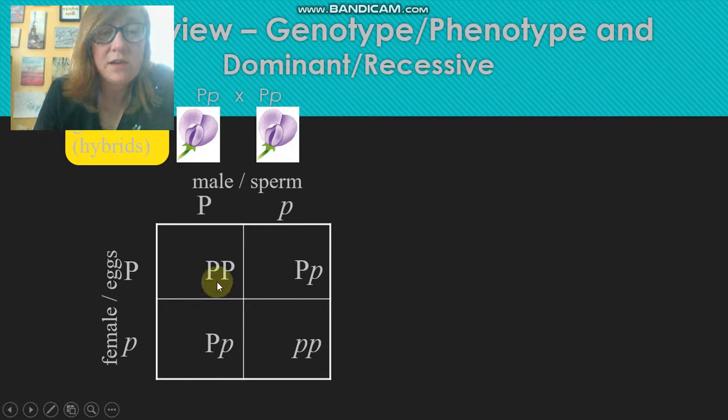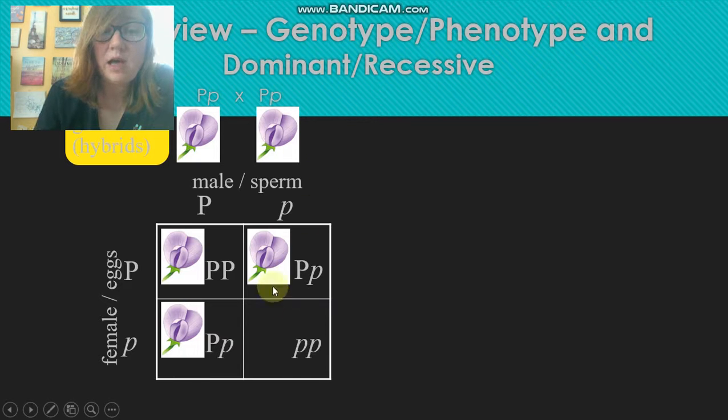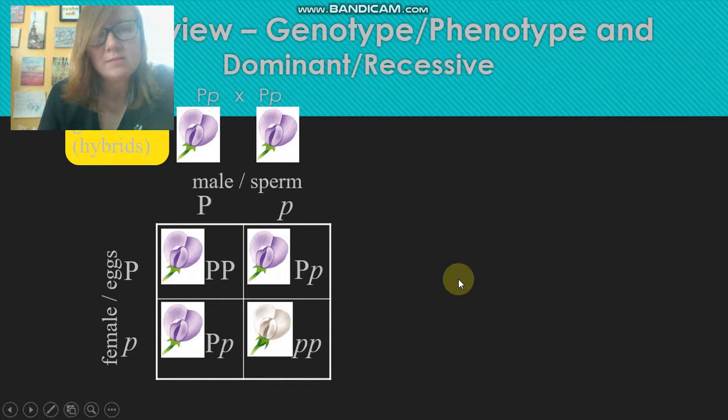So we can use this to figure out what the flowers will look like. We have two big P's. Those are both dominant, so it's going to show the dominant trait, which is purple. We have one dominant, one recessive, like these other parents. That's also going to show the dominant purple. On this last one, we have two recessives. So there's no dominant purple to show. And that's going to show up as white.